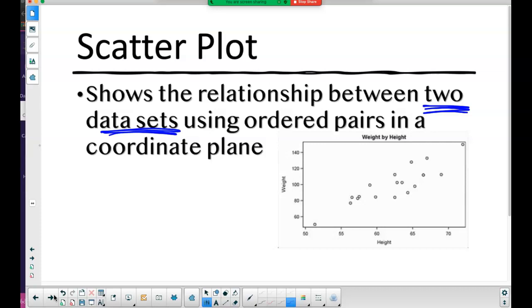So a scatter plot, we have two sets of data that we're comparing. Anytime we're talking about two different sets of data that we're trying to put on a graph, we'd use a scatter plot.